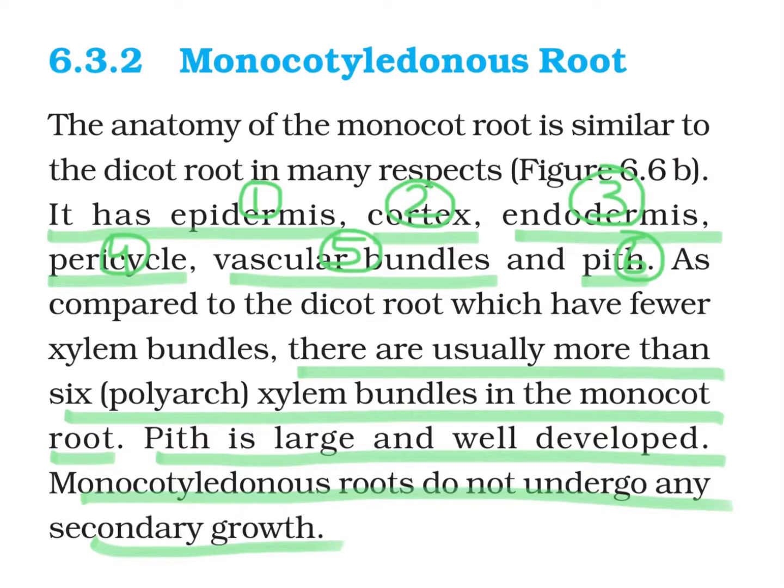Another difference is that monocotyledonous roots do not undergo any secondary growth, as we have seen secondary growth in dicot root. So these are some of the differentiating points, and in this description also you will start with epidermis. So point 1 epidermis, point 2 cortex, in a similar manner, and only the differences you will note down separately.